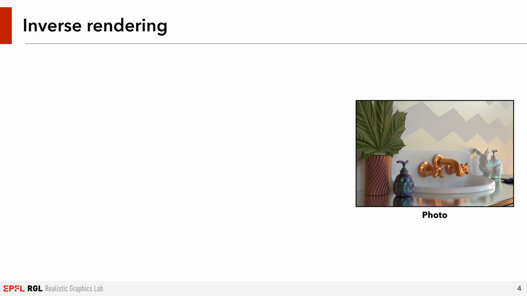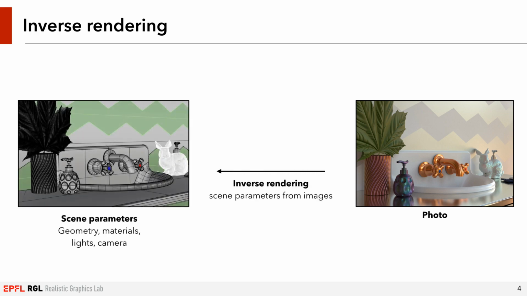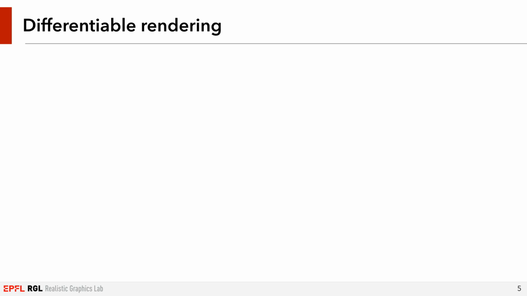But sometimes we have an image, for instance a photo, and we would like to reconstruct a virtual scene from this image. This is often called inverse rendering, and it's very challenging because every pixel value depends on many parameters and there are many ambiguities in the reconstruction. Differentiable rendering is one way of solving these complex inverse rendering problems.